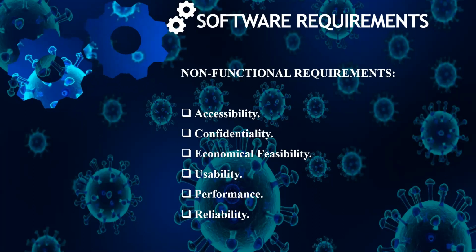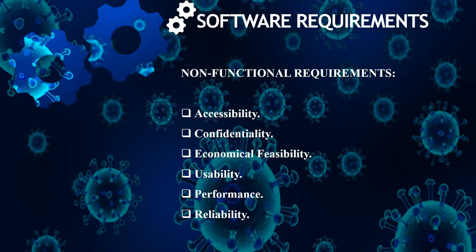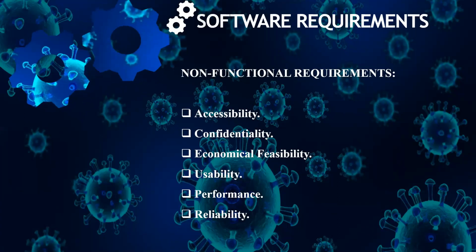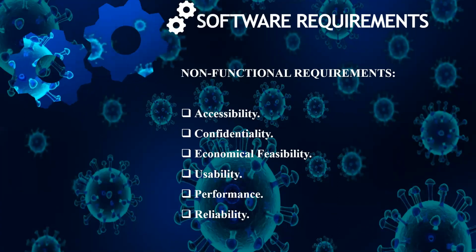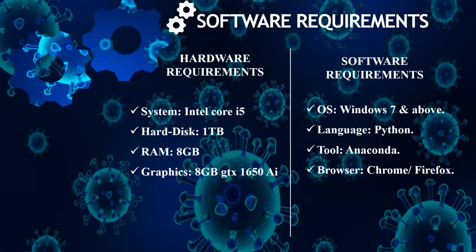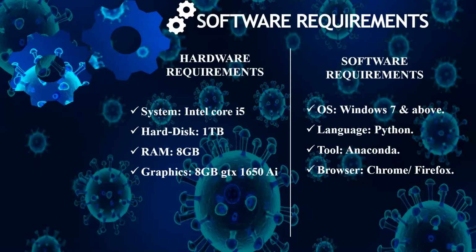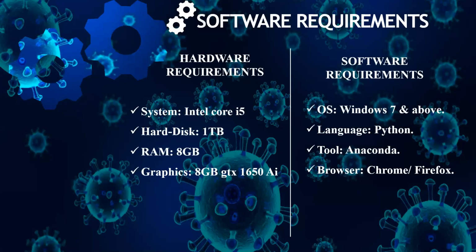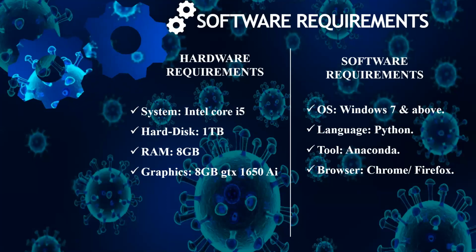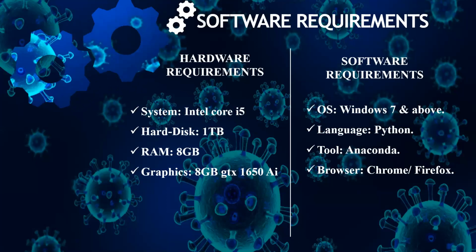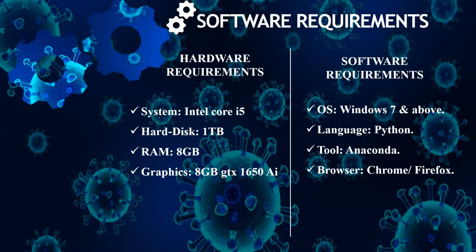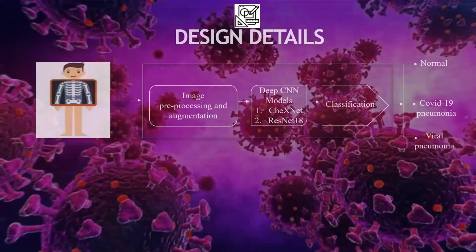Fifth one, reliability. The data is given to a deep training model with high accuracy and precision to give out high quality predictions most of the time. Coming to hardware and software requirements. Hardware requirements: Intel Core i5, hard disk 1 TB, RAM 8 GB, graphics 8 GB GTX 1650. Software requirements: operating system Windows 7 and above, language Python, tool Anaconda, browser Chrome and Firefox.